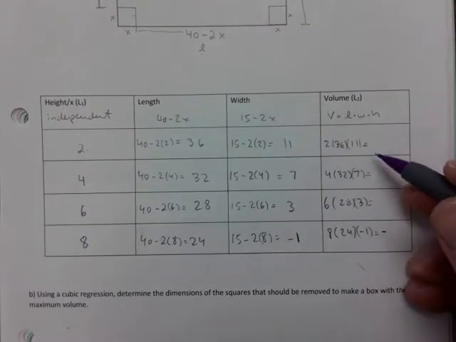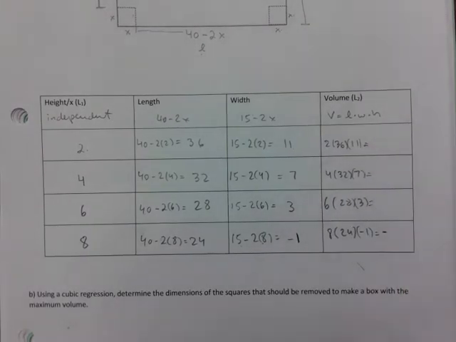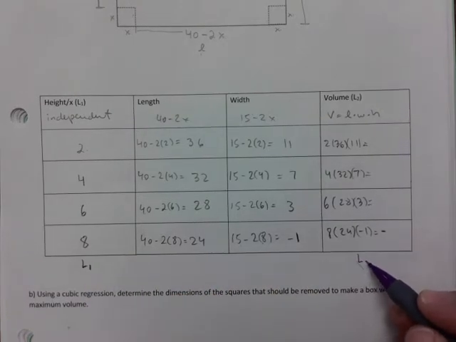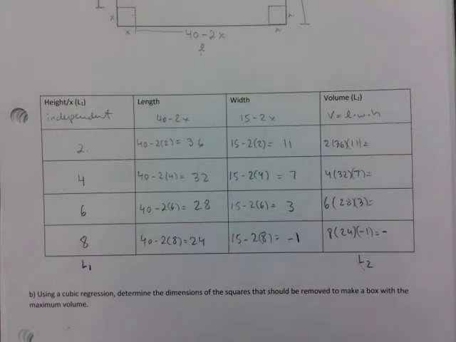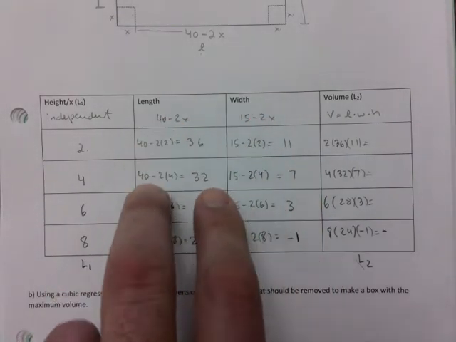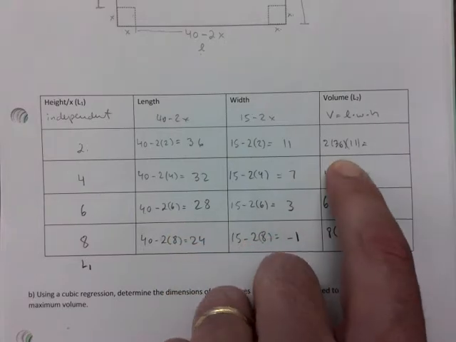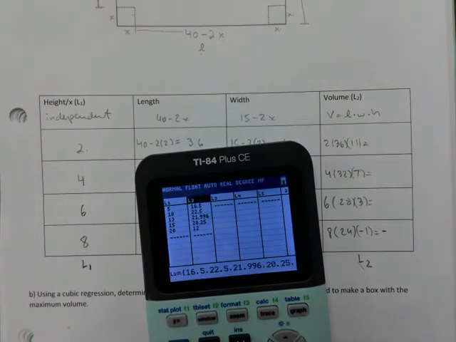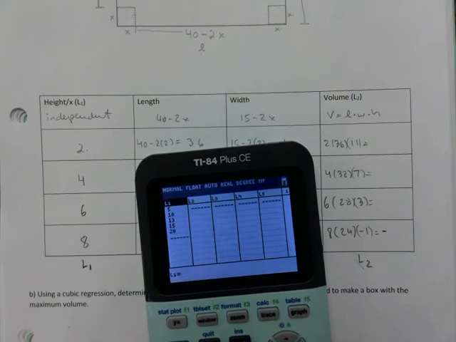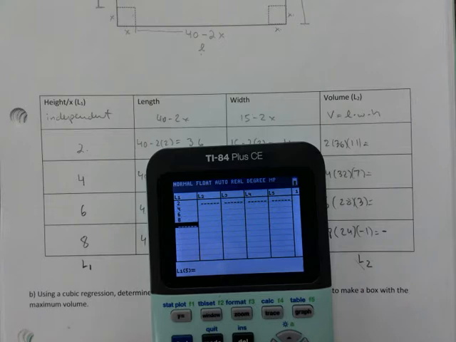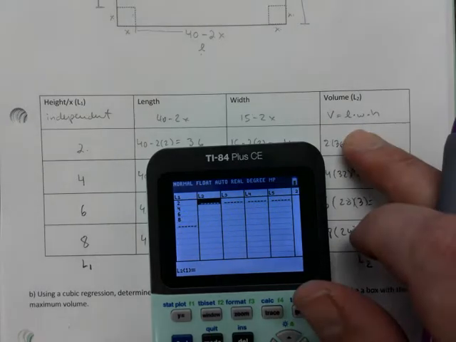And I will tell you, right, that we will make this our L1 and the volume our L2, okay? So these still play a part because you need them to figure out the volume. So let's go ahead and type that in. I will clear everything. So it's 2, 4, 6, 8. And then we have the volumes, right?